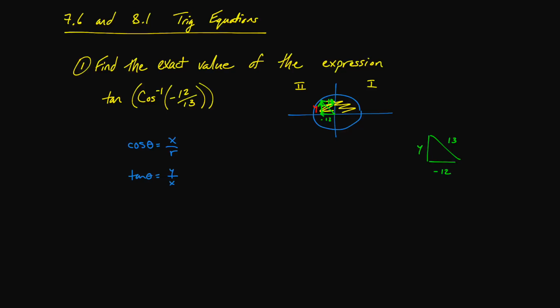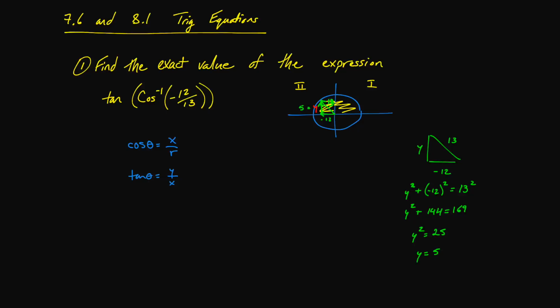We're going to use the Pythagorean theorem: y squared plus negative 12 squared equals 13 squared. And that's going to give us y squared plus 144 equals 169. And if you subtract that over, you're going to get y squared equaling 25, y equaling 5. So that gives us our y value.